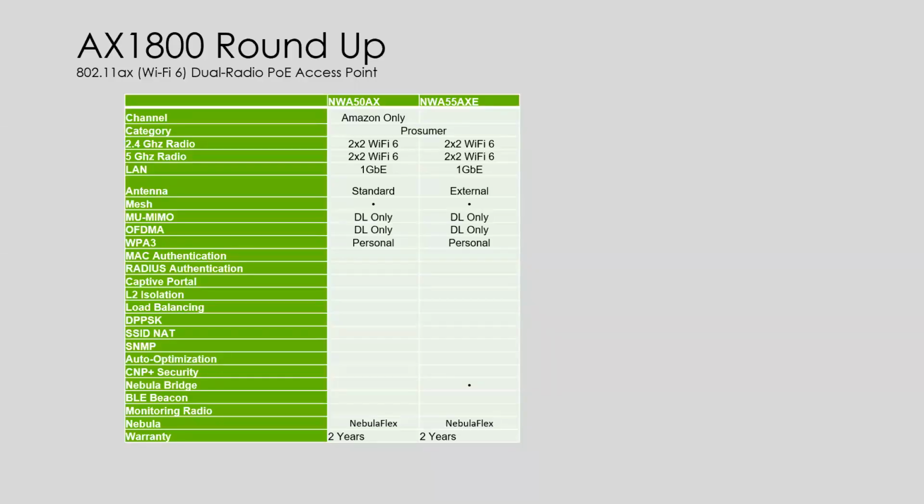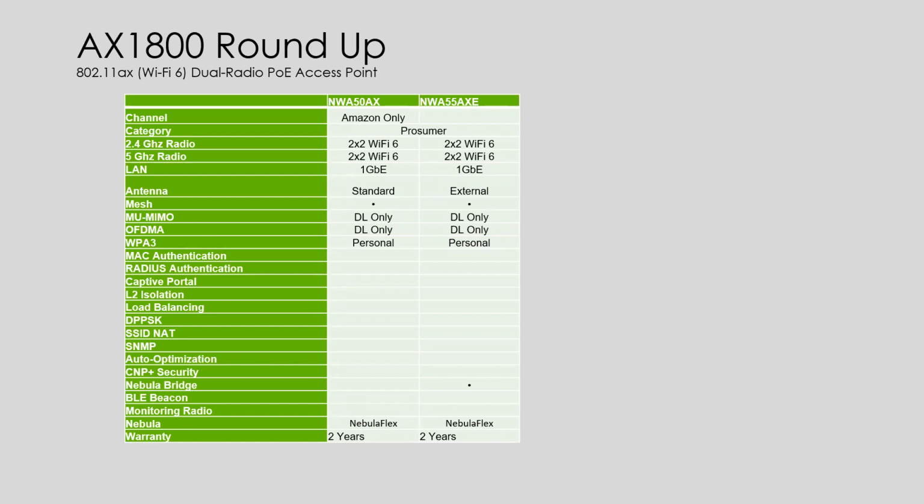So I want to start talking now about some of the different access points. So one area where we have a lot of confusion is our AX1800 access points, because we've got a lot of AX1800 access points in our lineup. So I want to spend a few slides here just talking about nothing but these Wi-Fi 6 AX1800 access points. So we're going to start with our prosumer products. This is the only time today I'm going to really talk about these.